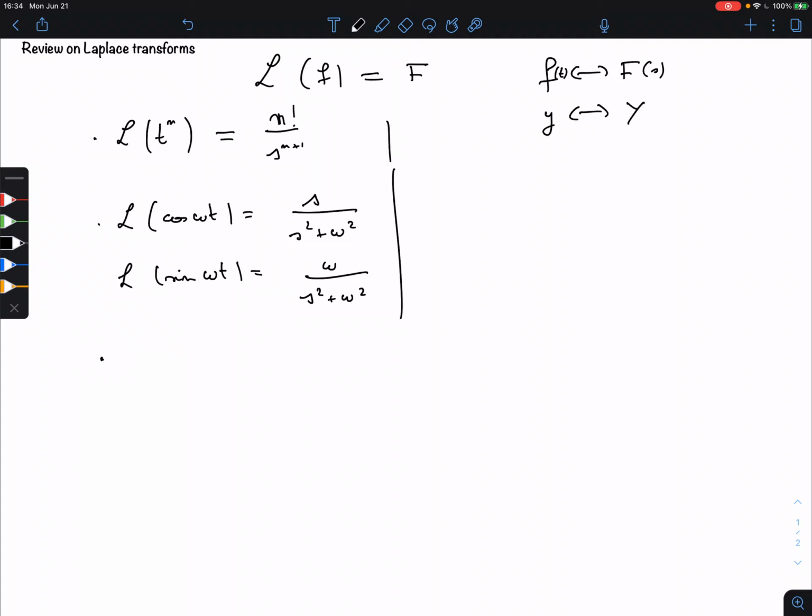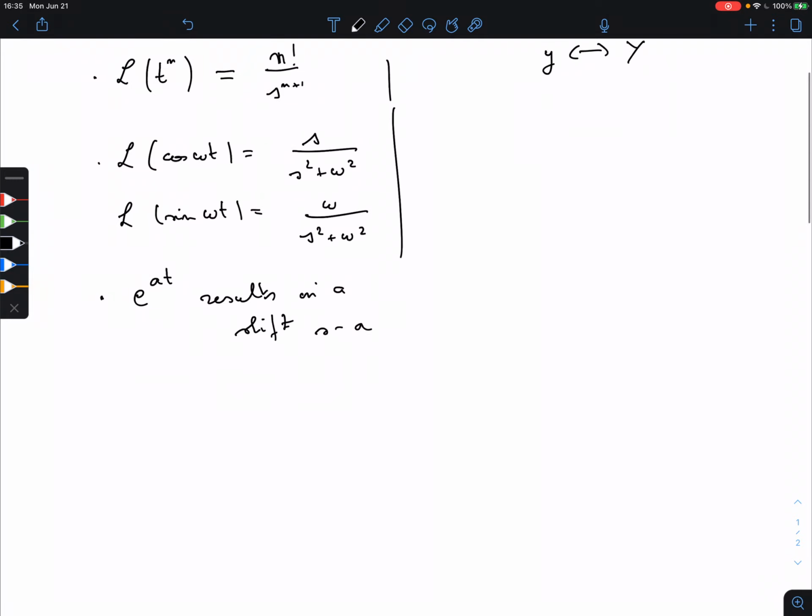But the most important thing is now the shift. So e to the at results in a shift, s minus a. So what does that mean? For instance, the Laplace transform of e to the at times t to the n will be n factorial, but not over s, but over s minus a to the power n plus 1.